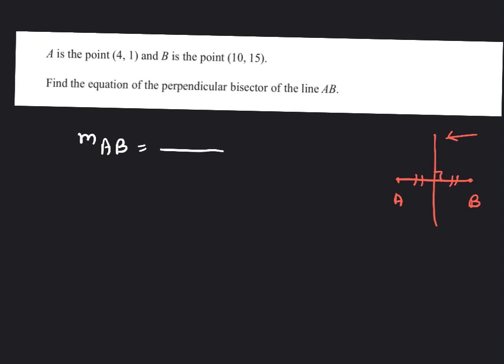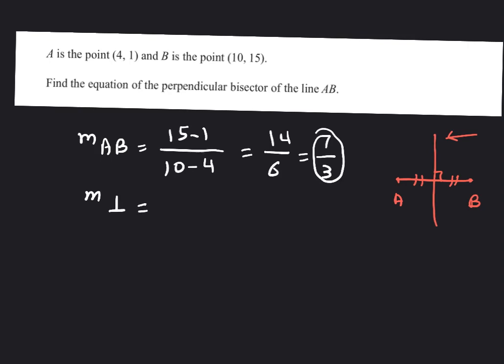y2 minus y1 over x2 minus x1: 15 minus 1 over 10 minus 4. So 14 over 6, which can be simplified to 7 over 3. Now the gradient for the perpendicular is the negative reciprocal, so negative 3 over 7. So the equation for the line is y equals negative 3 over 7 x plus c. How to find c? This line passes through the midpoint between A and B. So you should find the midpoint of A and B.